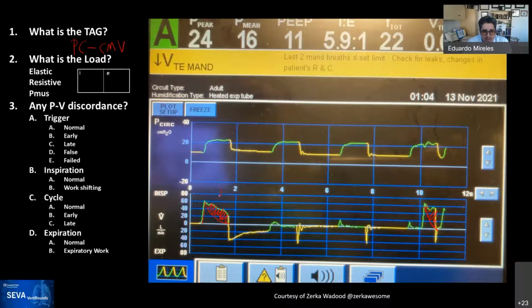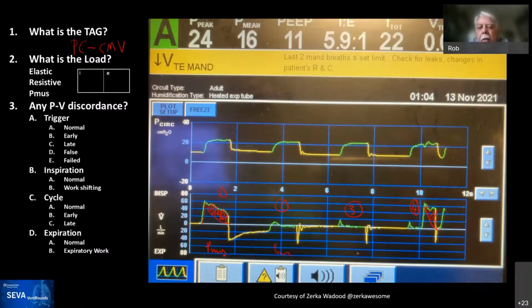I'm just going to name them 1, 2, 3, and this is the fourth breath. What's the main load in 2 and 3? Yeah, this is a tricky one. So I have some elastic. All righty, Rob, what's your determination here? I would say it's PMUS, but it's in the expiratory direction, not the inspiratory direction. So it's like a negative PMUS, not a positive PMUS.